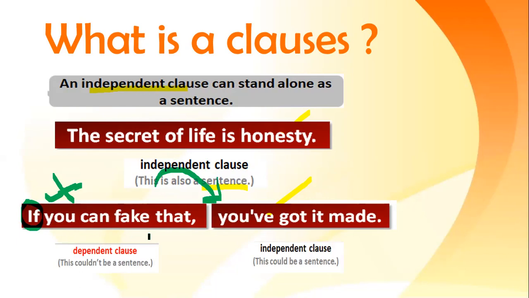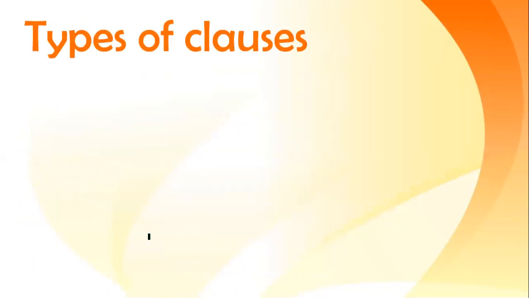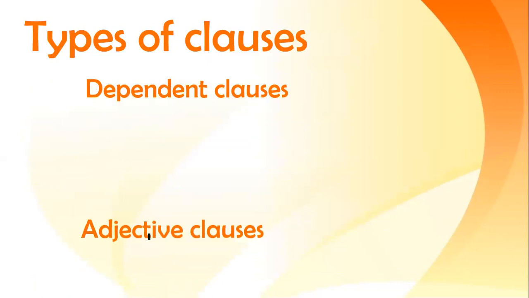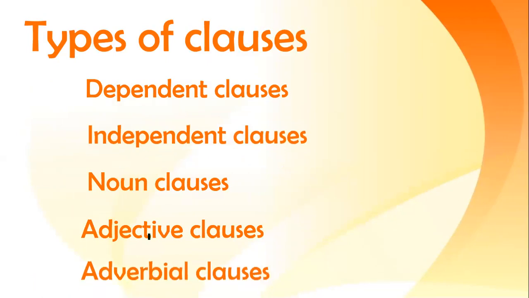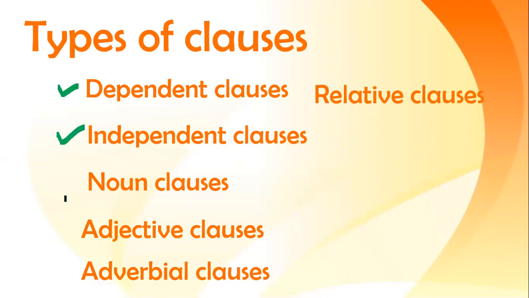They are not alone. Let's move and see what the different types of clauses are. Different types of clauses are going to come in front of you: dependent clause, adjective clause, noun clause, independent clause, adverbial clause, and relative clause. Now, all these clauses are named on the basis of the function they perform. If some clause is a noun, it's a noun clause. If some clause is performing the function of an adjective, it's an adjective clause. And if some clause is giving further information about a noun, that is called a relative clause.